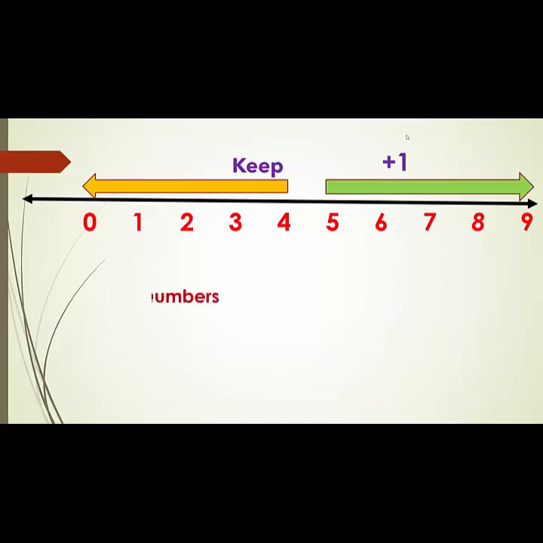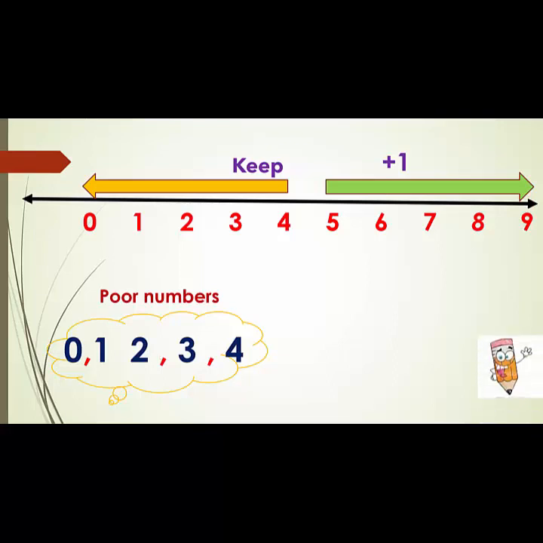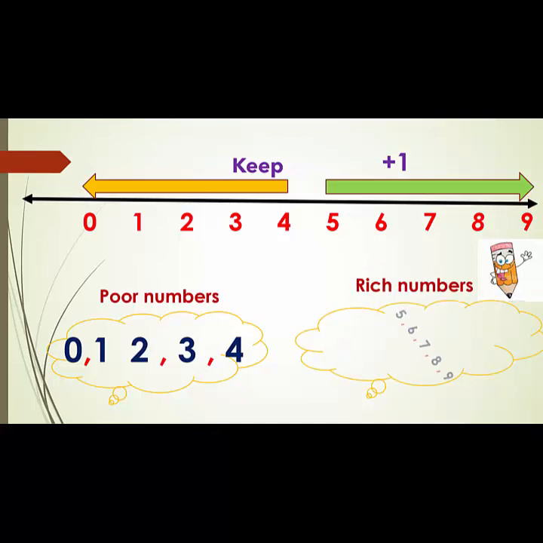And we call them poor numbers and rich numbers. Poor numbers are 0, 1, 2, 3, 4. So if I see 4 or less, let me rest, my students. I'll keep the number as it is. But teacher, if I am 5 or more, I will add one more. We call them rich numbers.